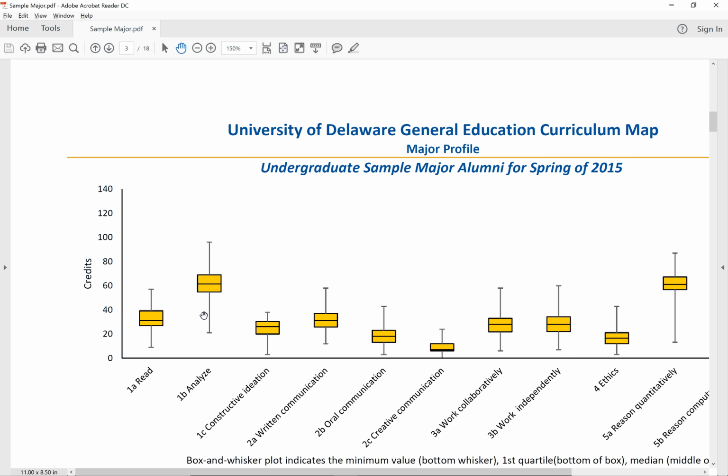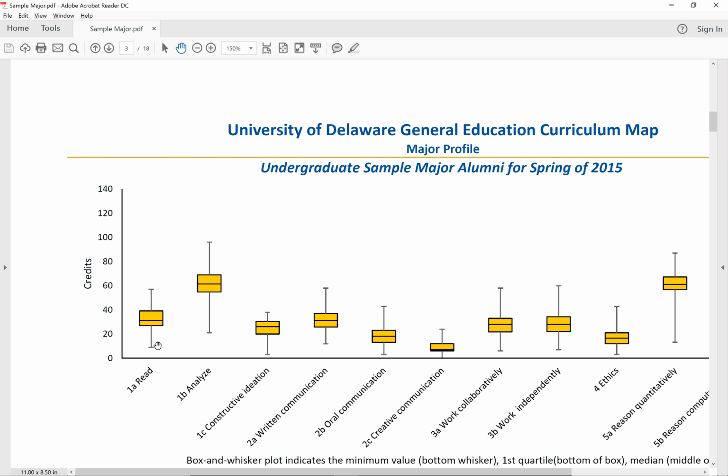These charts have the number of credits along the vertical axis and the gen ed objectives across the horizontal axis. For each objective, there are indicators of the number of credits that students completed in courses that offered a significant opportunity to obtain these objectives.